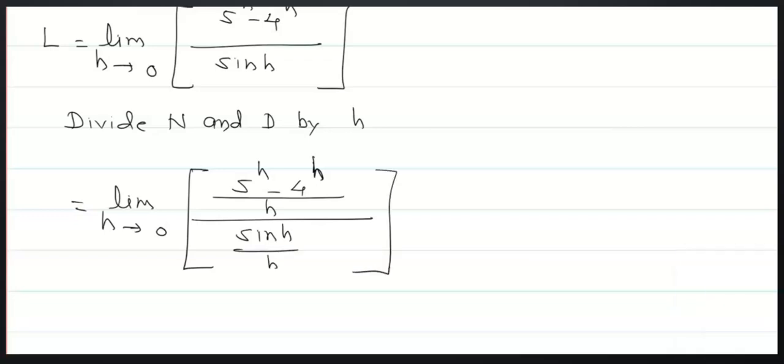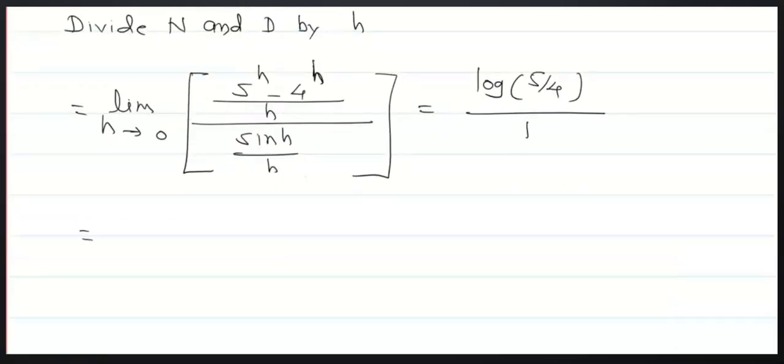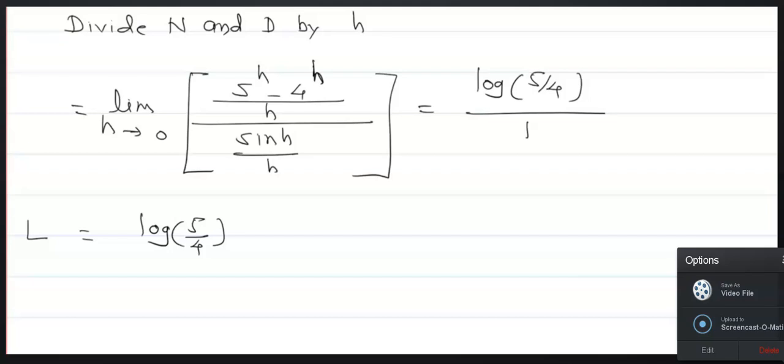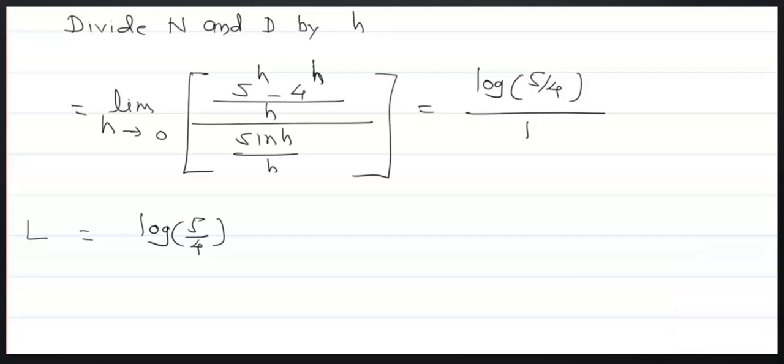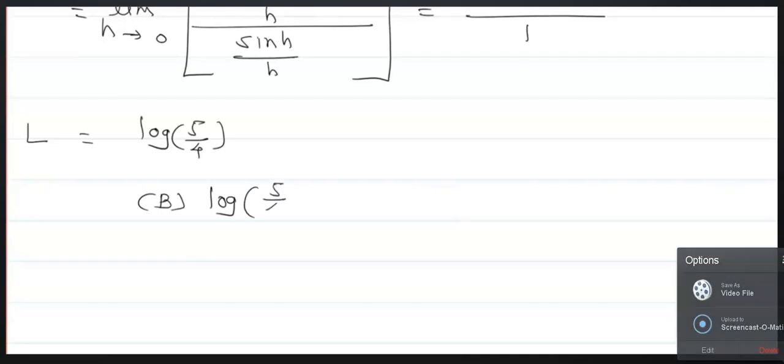And now here the adjustment of plus 1 and minus 1 is there. That is by using one more standard result: the limit x tends to 0, (a raised to x minus b raised to x) upon x, that is nothing but the log of a upon b. And in the same way, that is log of 5 by 4. Therefore, option B is the correct one, log of 5 by 4.